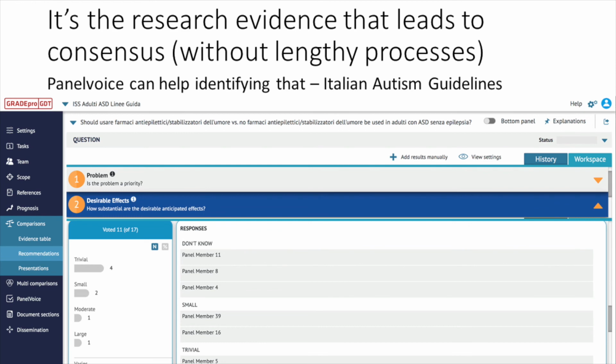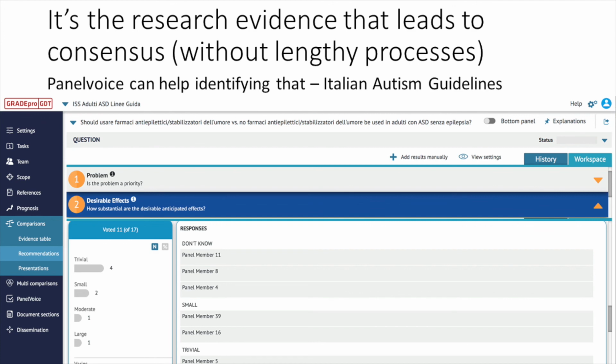This is for the tutors primarily, as you're taking the group through your judgments. It's actually the research evidence that leads to consensus. And often you don't need lengthy processes, as opposed to just any method that you are utilizing. And when you use voting, I mentioned that in our pre-voting session, so you can use voting with the panel members before you have actually a meeting. And if these votes indicate that for a certain criterion, for instance, desirable effects, there is a lot of disagreement, one panel member saying large, another saying it's trivial, this is from an autism guideline, you know that you will have to spend some time with the panel on discussing this particular criterion, because there is disagreement and you need to sort out where the disagreement is coming from.